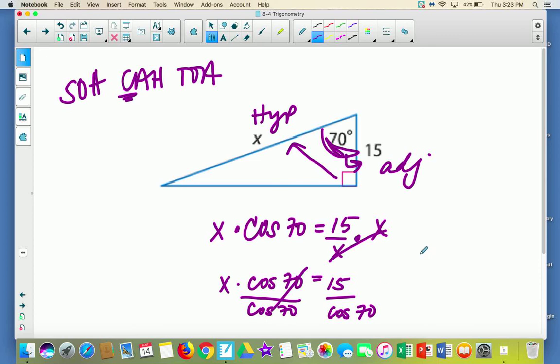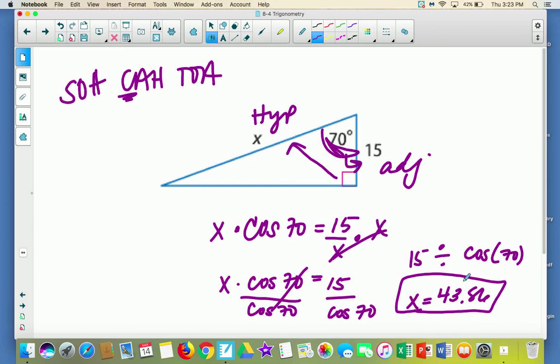And in your calculator, that's how you'll type it. You'll type 15 divided by cosine of 70. Close it off, hit enter. You should get x equals 43.86. Again, if you're not getting that, check the mode on your calculator. Go to mode, and it should be in degree mode.